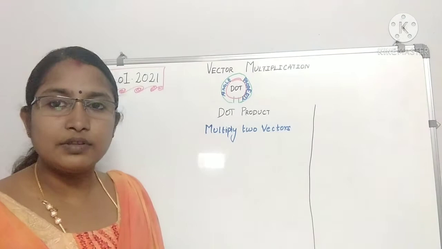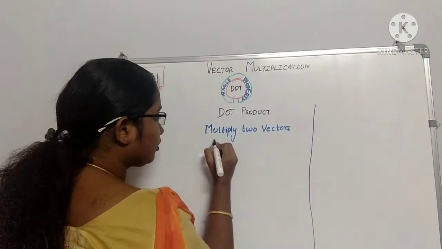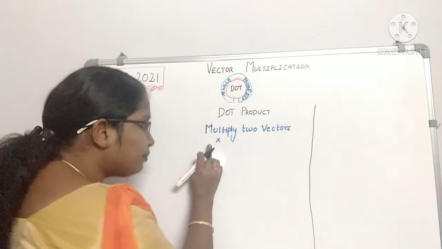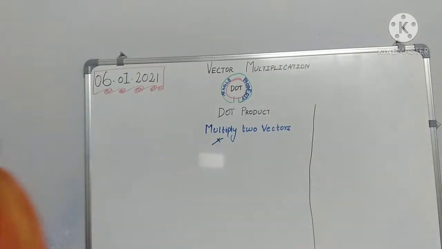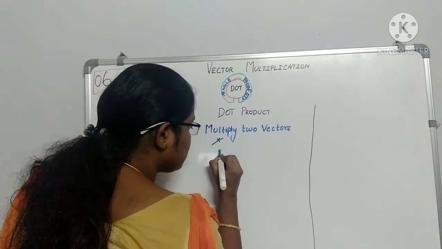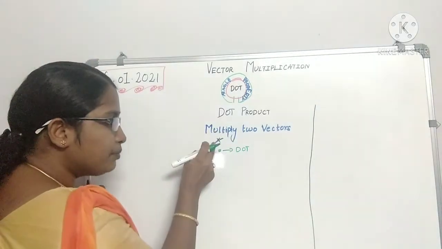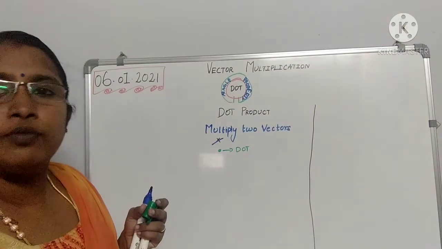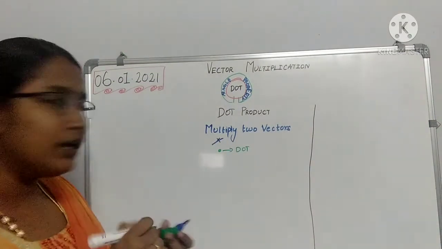Generally, we use the multiplication symbol, that is cross, right? But here in the dot product, we are not going to use a cross, but the symbol dot. So, instead of the multiplication symbol cross, we are going to use the symbol dot. So, the dot between two vectors will give you the dot product. That is, the product of two vectors will give you the dot product.